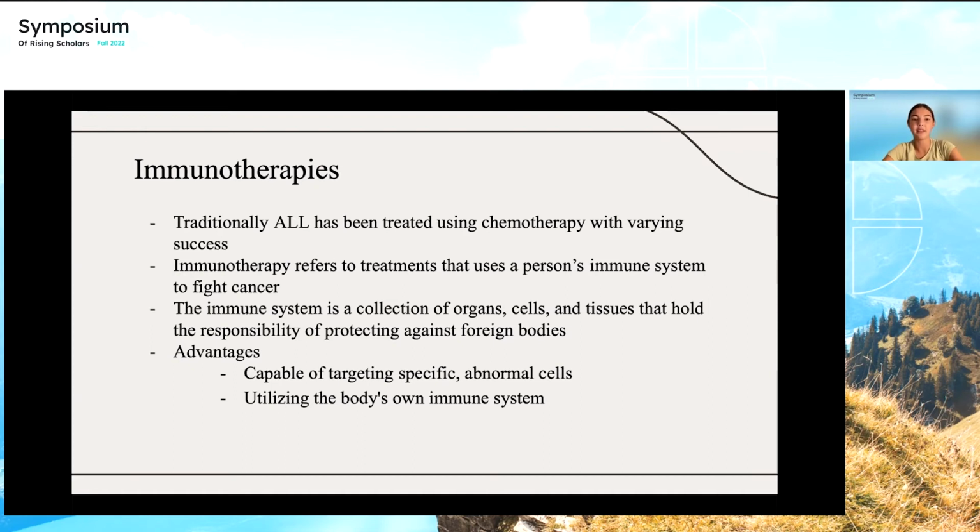The first being that they are capable of targeting specific abnormal cells. This is in contrast to chemotherapy, where the chemo treatment not only targets the cancer itself, but also groups of highly mitotic cells, which is why many patients experience hair loss and skin irritation. The second advantage is that immunotherapies are able to utilize the body's own immune system.